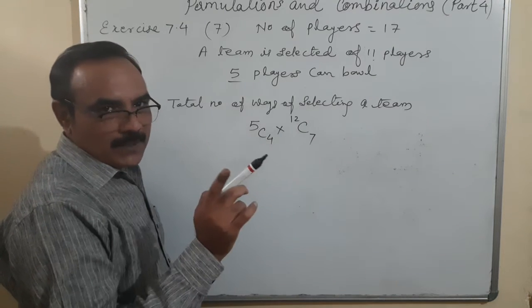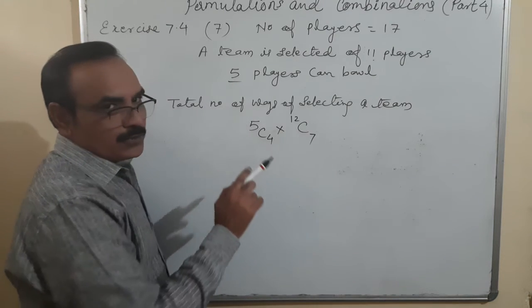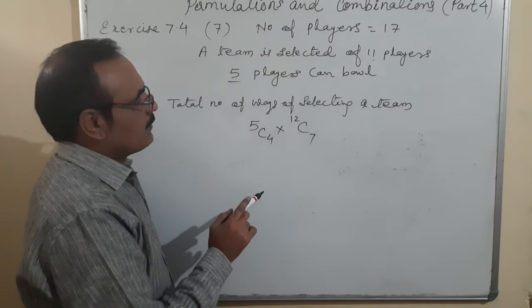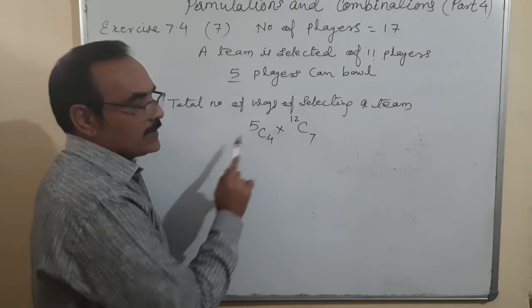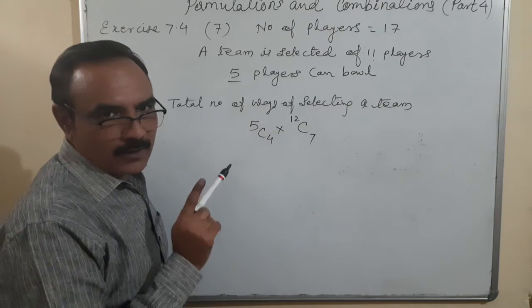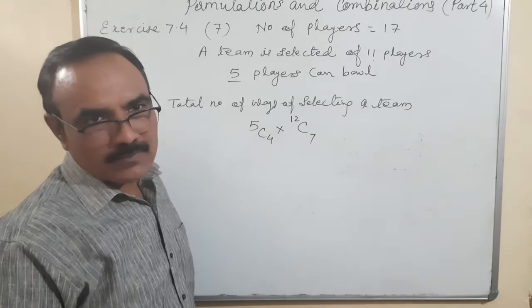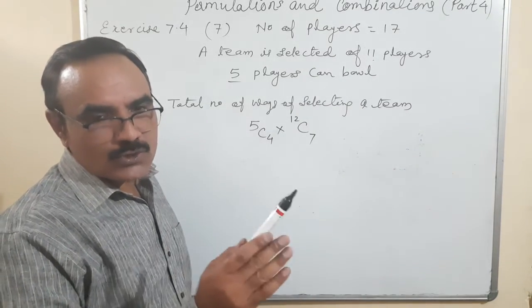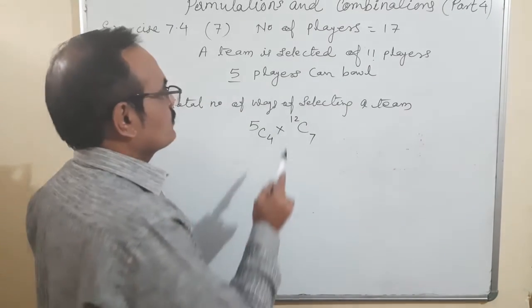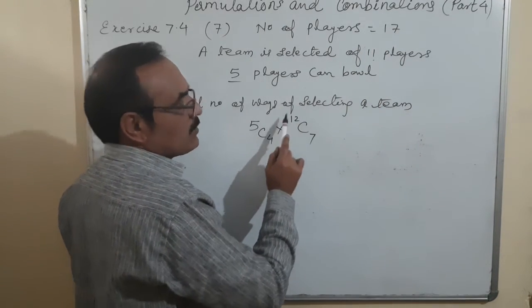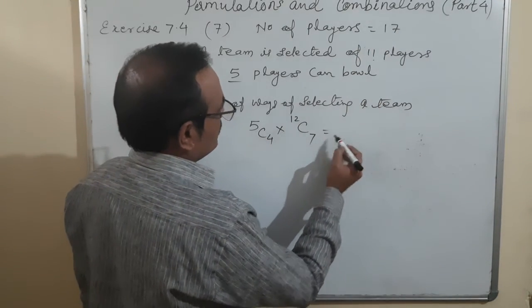Because 5 players can bowl, we are going to select exactly 4 bowlers, 5C4. In a team of 11 players, 4 we have already selected. How many are left now? 11 minus 4, 7. So these 7 will be selected from the players who are not bowlers. Those who are not bowlers, 17 minus 5, 12. 12 are not bowlers.